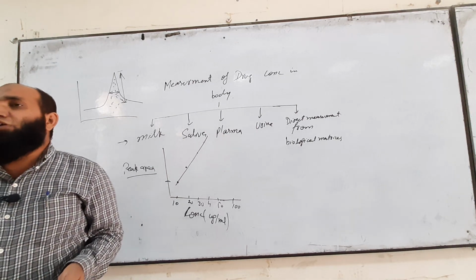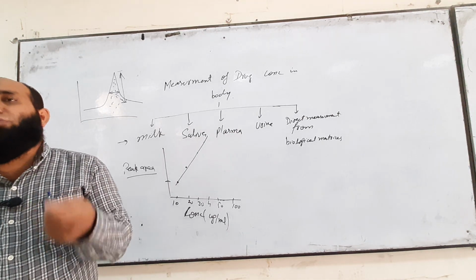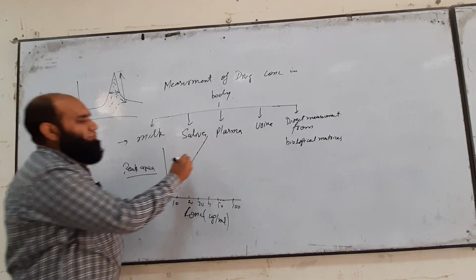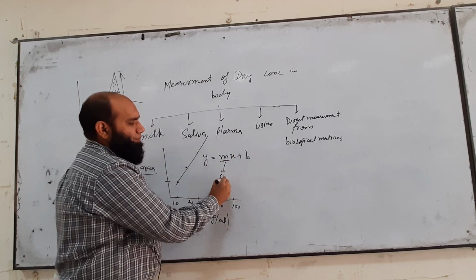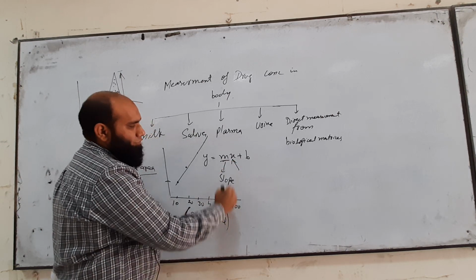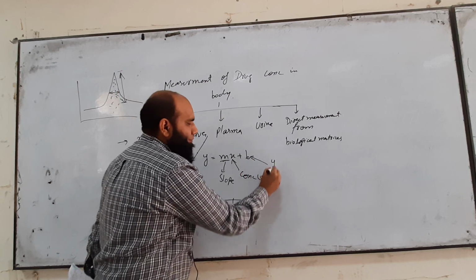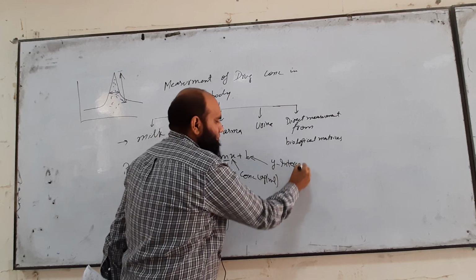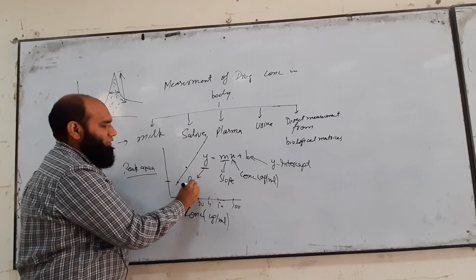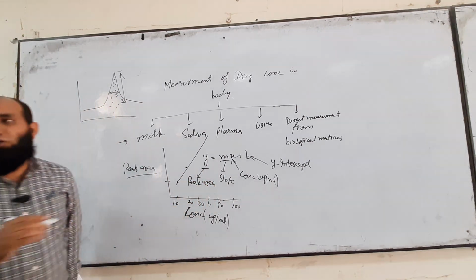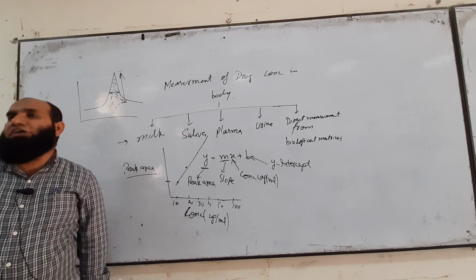The unknown sample is basically the sample which we get from the patient. When we apply our unknown sample, we will get the concentration. And how can we get the concentration? y is equal to mx plus b. m is the slope, x is the concentration in microgram per ml, b is the y-intercept, and y is the peak area. When we use peak width, y is the peak width. When we use peak height, y is the peak height.